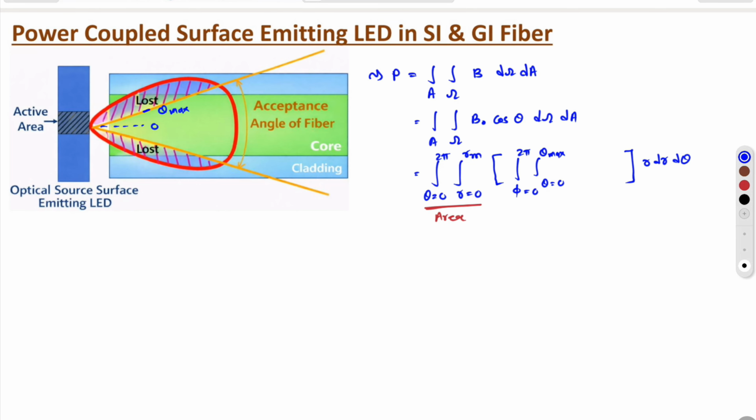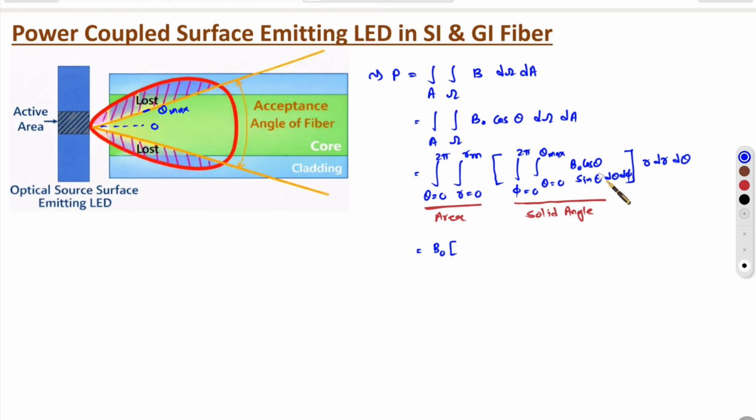Let me write that B naught cos theta, and along with this we need to place sin theta d theta d phi. So here we have integration for solid angle, right? Now this integration is quite simple. See here, if you carefully observe, this B naught is constant, so I'll be writing that outside. Here this theta is independent inside.